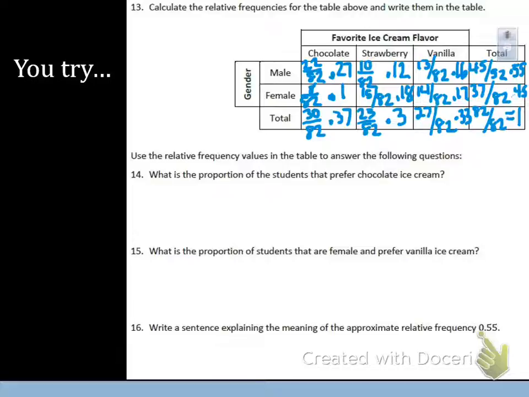So if I look down here at number 14, 15, and 16, number 14 says, what is the proportion of the students that prefer chocolate ice cream? So I go to the total here of chocolate ice cream, and that is 0.37, or 37% of students prefer chocolate ice cream.